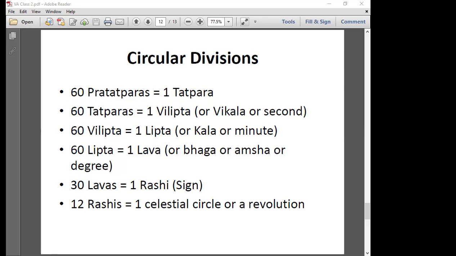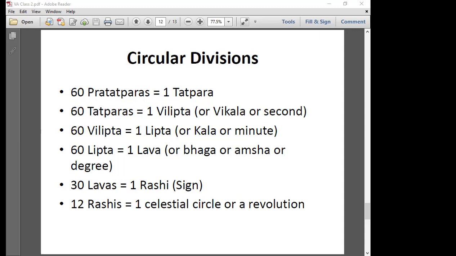So in simple terms, Sunday will always begin with Surya hora. Monday will always begin with Chandra hora. Wednesday will always begin with Mercury hora. Saturday will always begin with Saturn hora. And there are 24 horas in a day, so each hora is approximately equivalent to 1 hour.